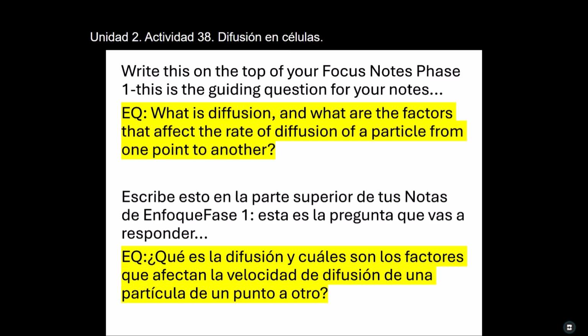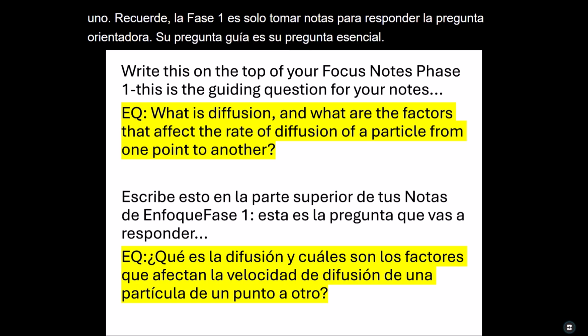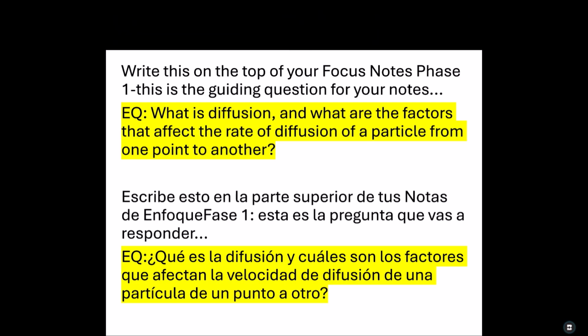Write this on the top of your focus notes. This is phase 1. Remember, phase 1 is just taking notes to answer the guiding question. Your guiding question is your essential question. The essential question is, what is diffusion?